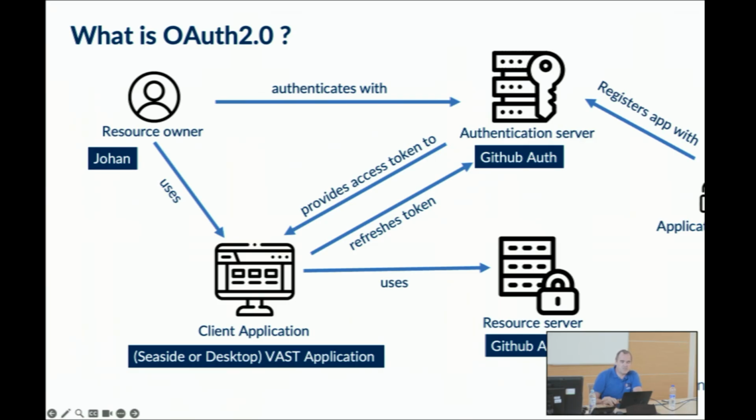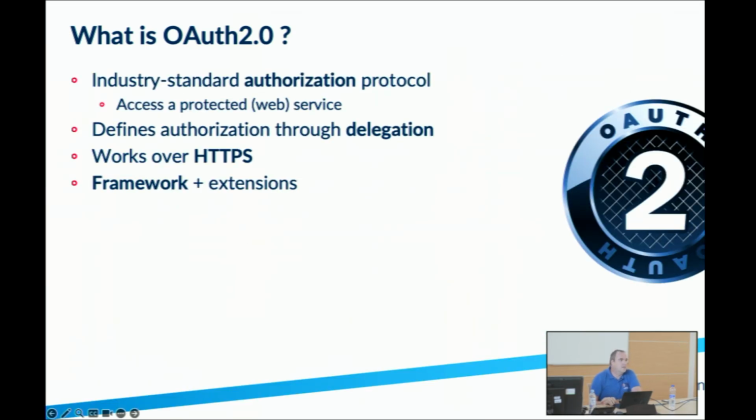So that's the bare essentials of OAuth2. And what is it? It is an industry standard authorization protocol. It's not new. It has existed for 15 years. But it's designed to protect a web service and define the authorization through delegation. I think that's clear from the schematic I was showing, that this is through delegation. And it's also only HTTPS calls, of course.